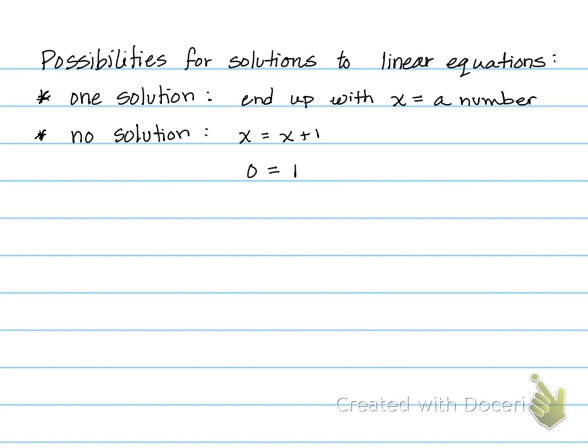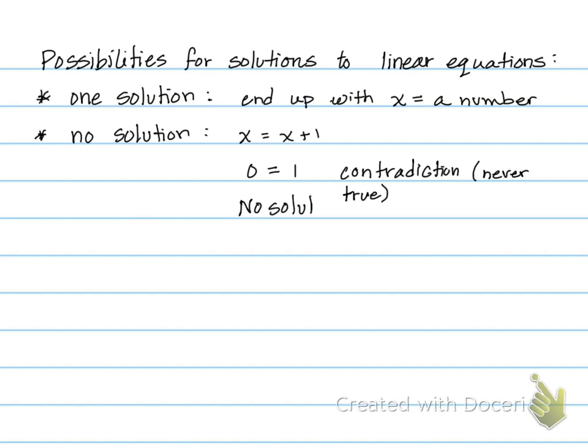So that's what's going to happen when you have an equation that has no solution: you'll end up losing all of your variable terms, and you'll have a number equals some other number. So you end up with, this is what we call a contradiction. It's an equation that's never true. So we say there is no solution.